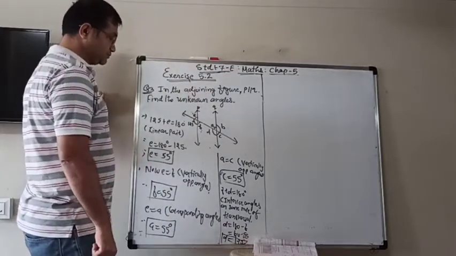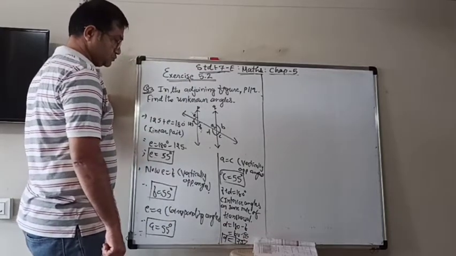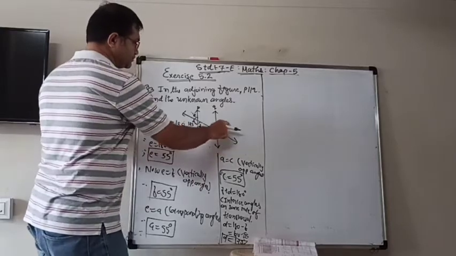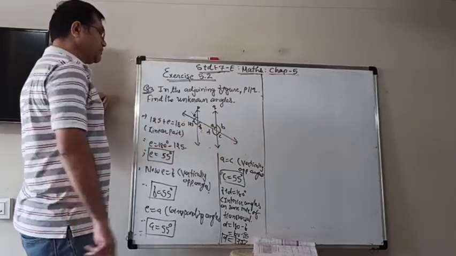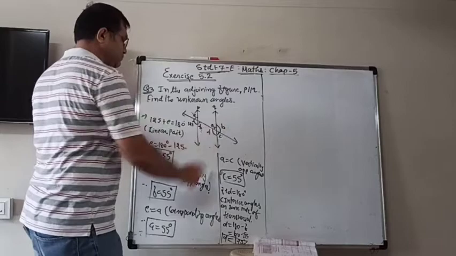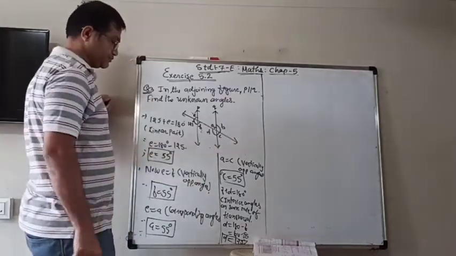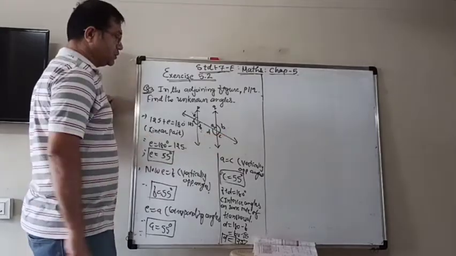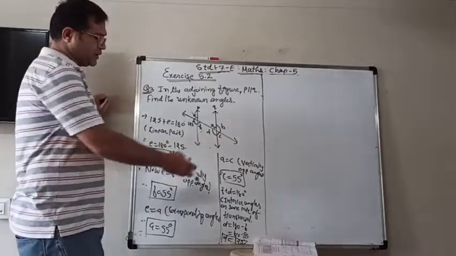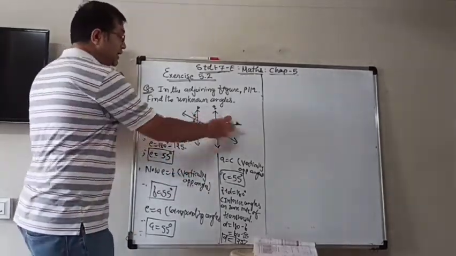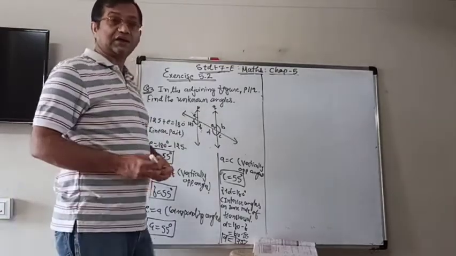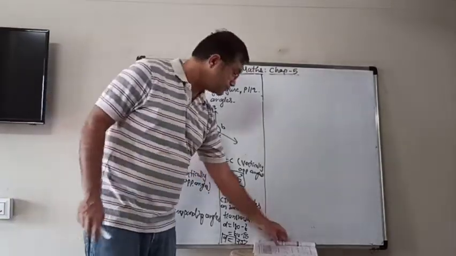Now the last one remaining is B. And B will be the same as D because they are also vertically opposite angles. So you will write down yourself that they are vertically opposite angles, so they will be equal.